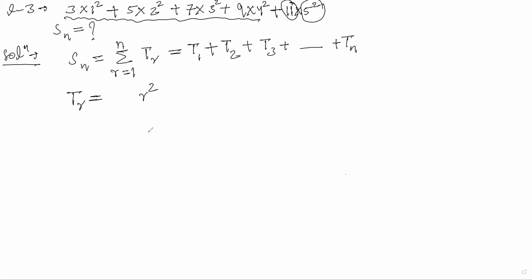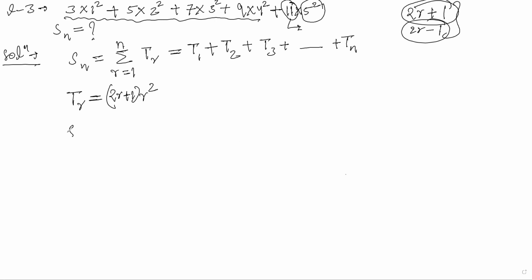Because in the first one, we got 1 square. Then in the second term, we have 2 square, 3 square, 4 square. So subsequently, when I reach some rth term, some general term, I'll be getting r square, right? Now, the interesting part is the second. Is it 2r plus 1? Yeah, correct. So we know this is an odd number. An odd number can be expressed as 2r plus 1 or 2r minus 1. Right? So if I want to find out which odd number it is, you just have to put the value. You are getting 11 in the fifth term, so that should be 5 into 2 plus 1. 9 in the fourth term, 4 into 2 plus 1. 7 in the third term, 3 into 2 plus 1. Right? So basically, if you find the rth term, you'll be getting 2r plus 1 into r square.